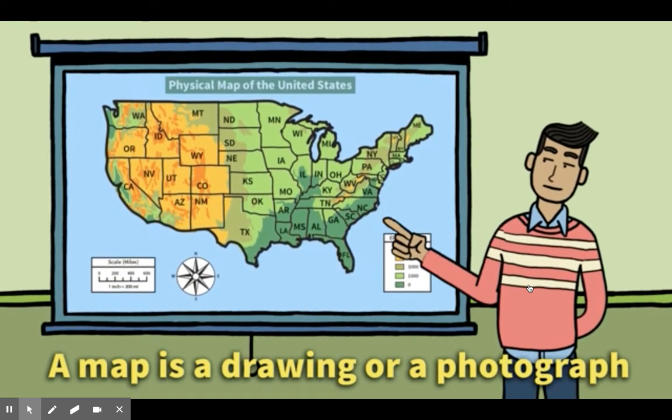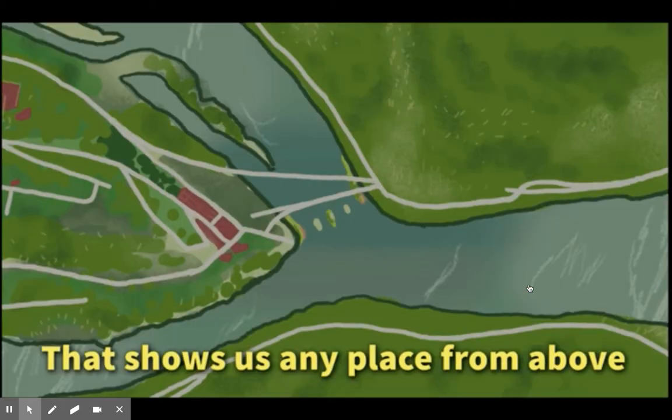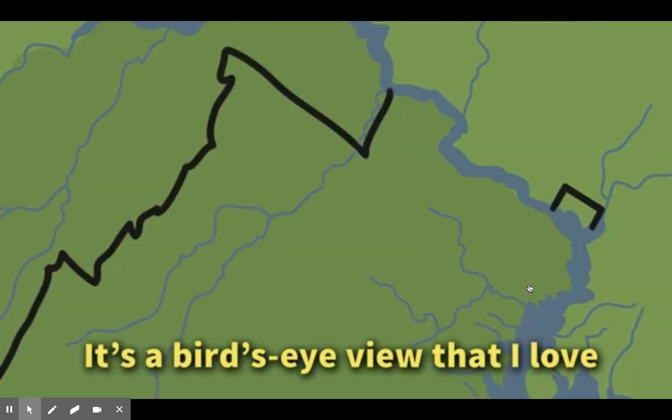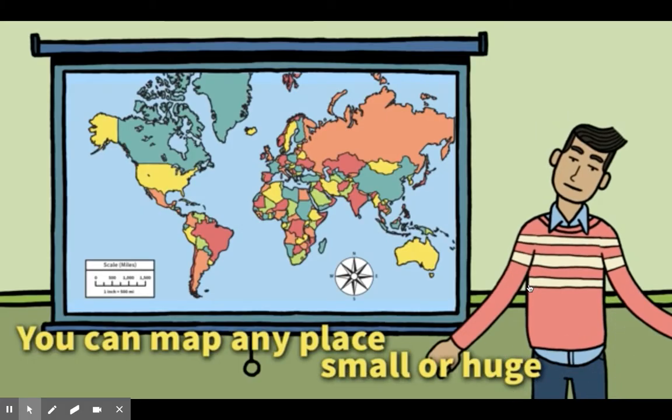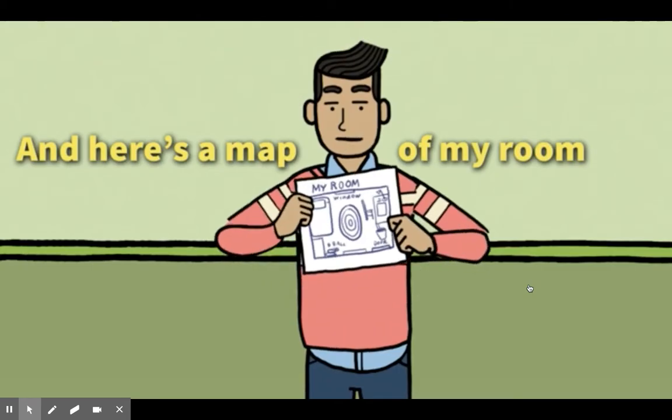A map is a drawing or a photograph that shows us any place from above. It's a bird's eye view that I love. You can map any place, small or huge. Here's a map of the world and here's a map of my room.